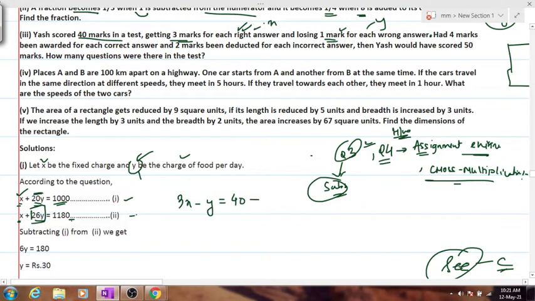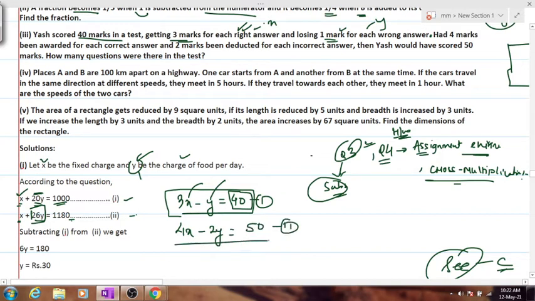Do you all agree? Yes, because the total marks is 40 and the number of questions correct is x and the number of questions wrong is y. Now can you tell me the second equation? If it would be 4 marks for right answer and 2 marks for wrong answer, what will it be? 4x minus 2y is equal to 50, he would have got 50 marks, right? So this is equation 2. Now solve it and tell me what is the value for x and y.